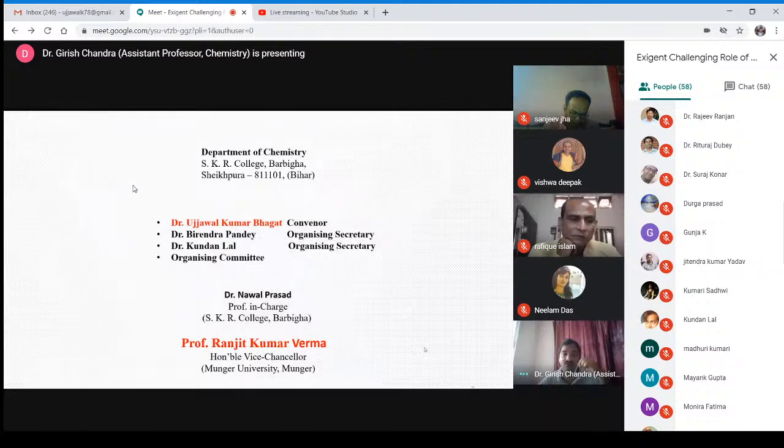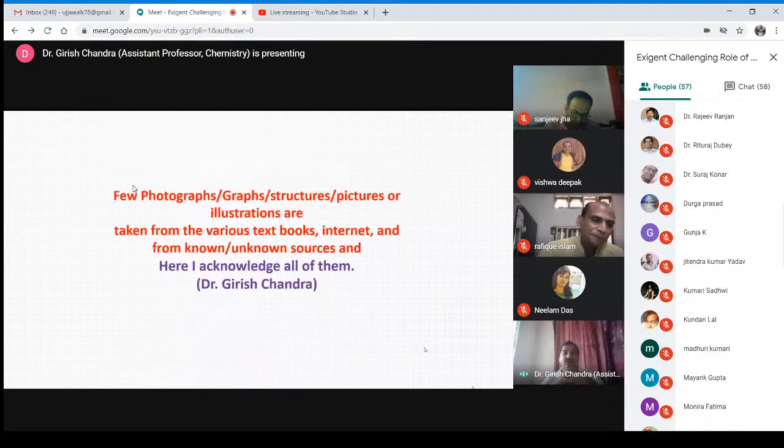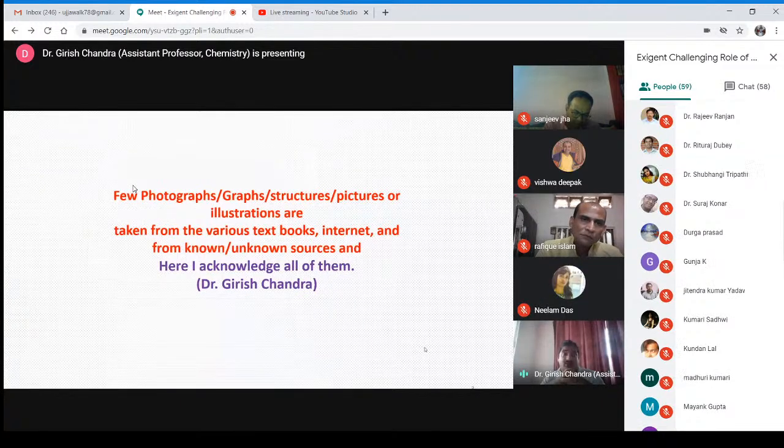background knowledge to highlight some chemistry background to COVID-19. Okay. Before I go further, I would like to acknowledge the different resources from which I took photographs, graphs and structures, from the internet and different books and materials. So here I acknowledge all of them.